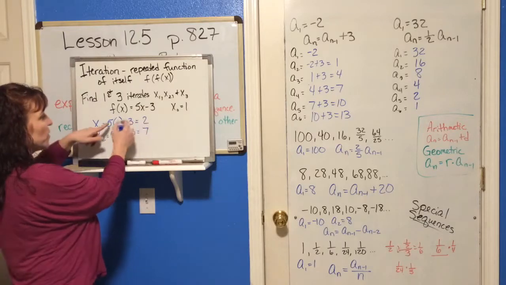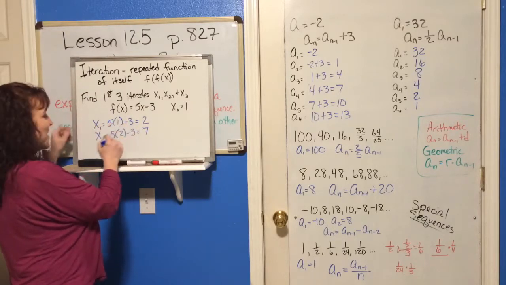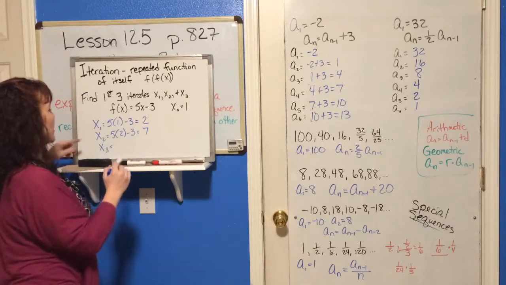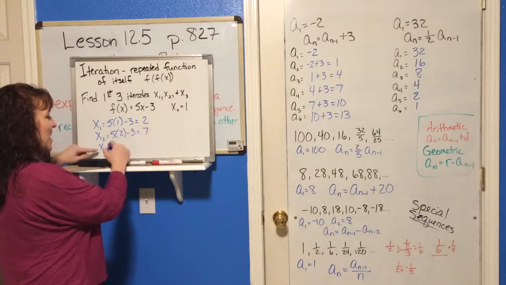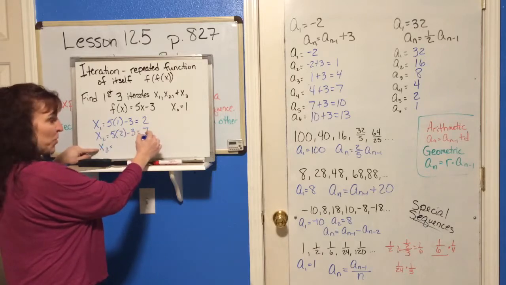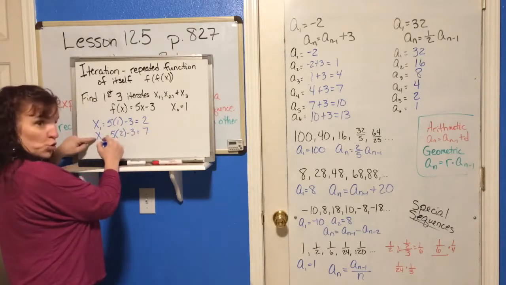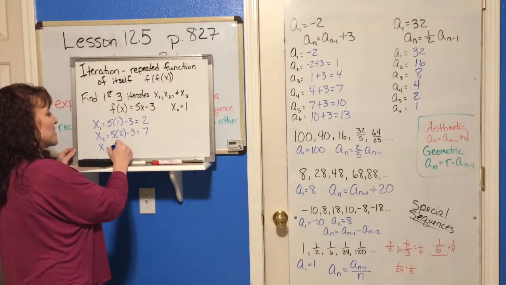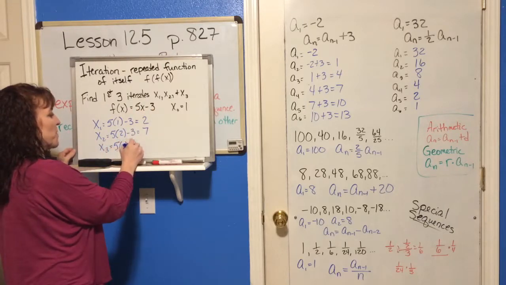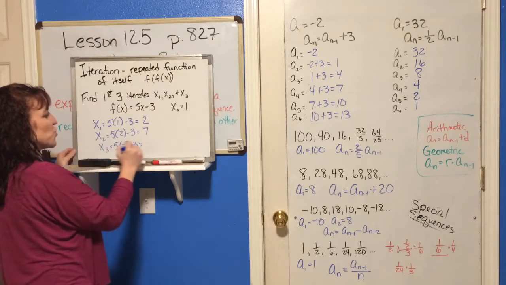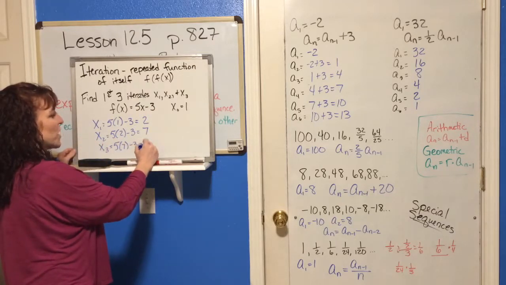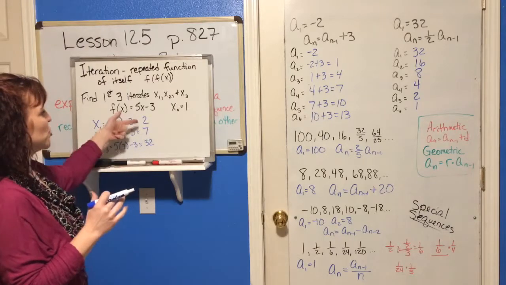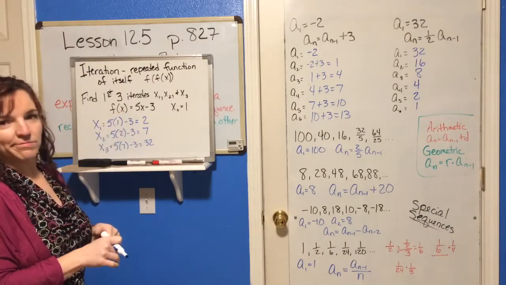Now, don't get complacent because, oh, look, 1, 2. It's not always going to be 1 and 2. So now you're going to take the previous number that you got from number 2 and put that back in. So now you have 5 times 7 minus 3. 5 times 7 is 35, minus 3 is 32. So the first 3 iterations are 2, 7, 32.